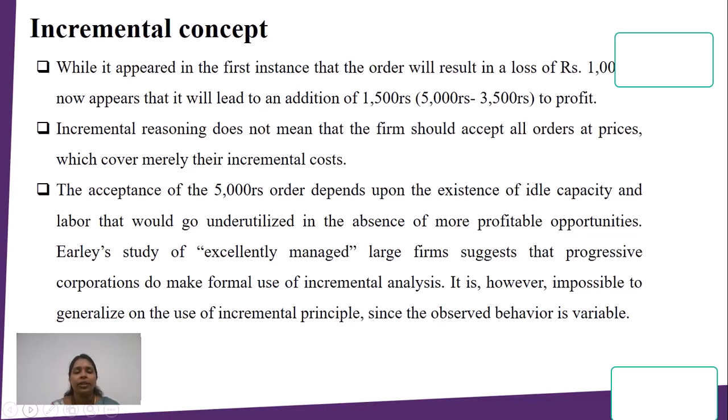That means after the corrections made in the cost estimation, based upon the idea of utilization of idle capacity as a motto of optimum resource allocation, the firm can enjoy a profit of rupees 1,500. So incremental reasoning does not mean that the firm should accept all orders at prices which cover merely their incremental costs. They can do cost adjustments and make better utilization of resources and take up the new projects. The acceptance of the rupees 5,000 order depends upon the existence of idle capacity and the labor that would go underutilized in the absence of more profitable opportunities.